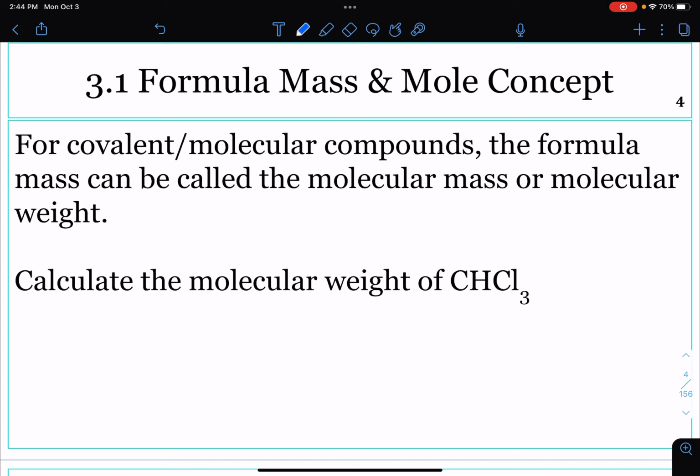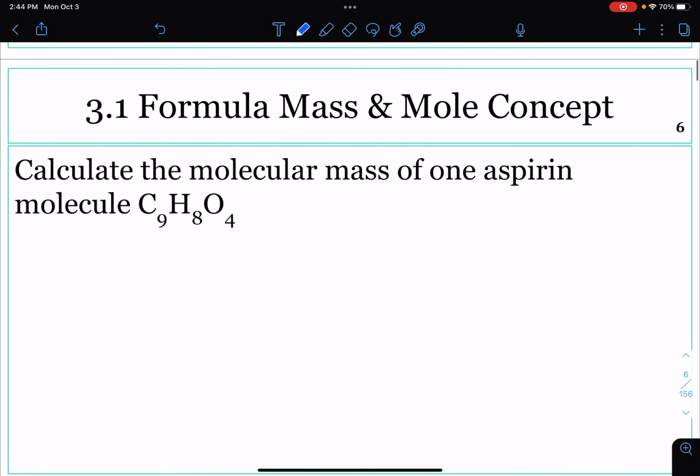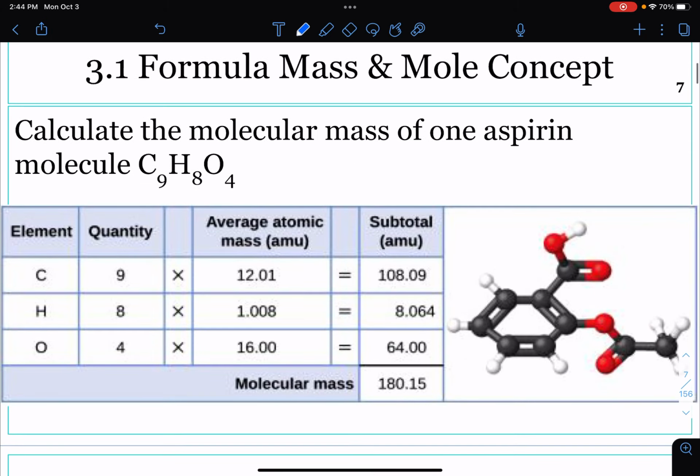Find the molecular mass of this compound, CHCl3. The answer is 119.37 AMU. Calculate the molecular mass of 1 aspirin molecule, C9H8O4. The answer is 180.15 AMU, and it's calculated by taking 9 times the weight of carbon and adding that to 8 times the weight of hydrogen, and then adding that to 4 times the weight of oxygen.